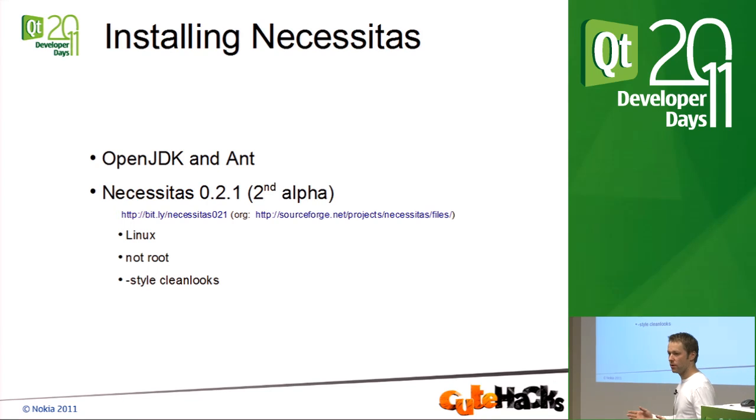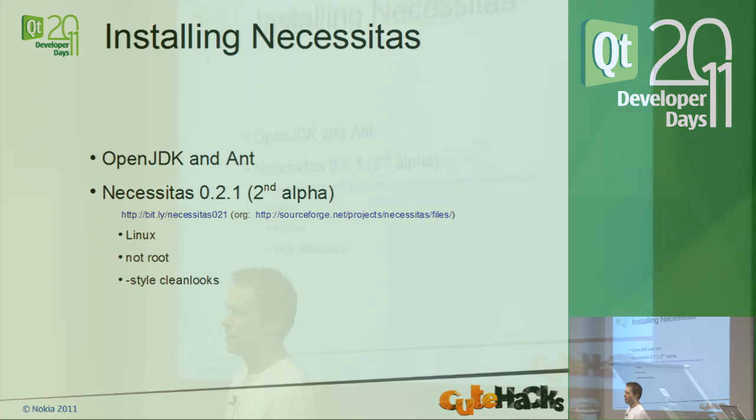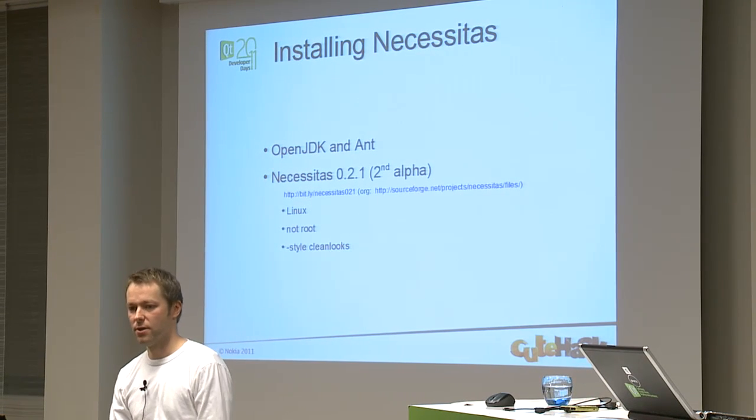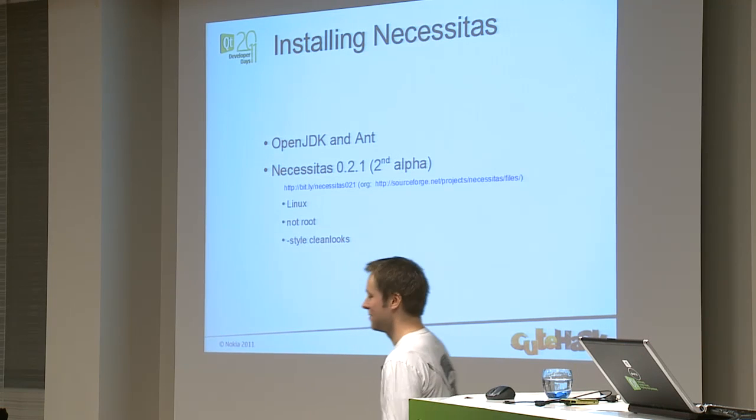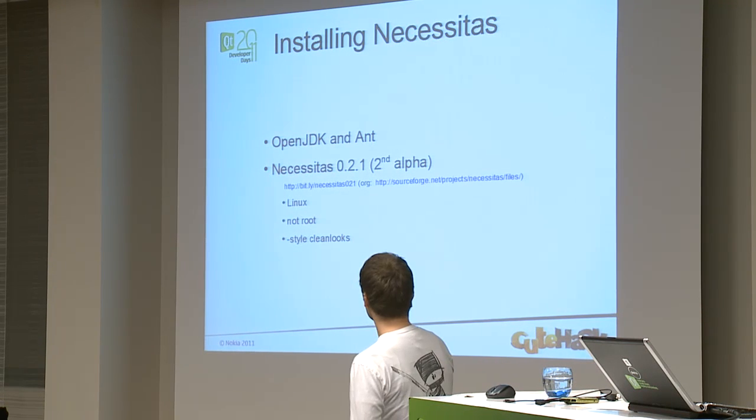So if you want to install it, I suggest use the Linux version. It's the most stable one. There is one for Windows and Mac as well, but they're not as polished. Install it as yourself, not as root. Otherwise, you may run into problems. I'm not going to explain why. Just do that. And if, for some reason, the GNOME style crashes when you're running it on Ubuntu, simply do style cleanlux, and it doesn't crash. That's when you run Qt Creator.